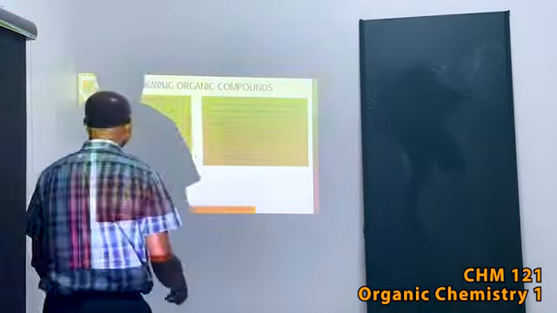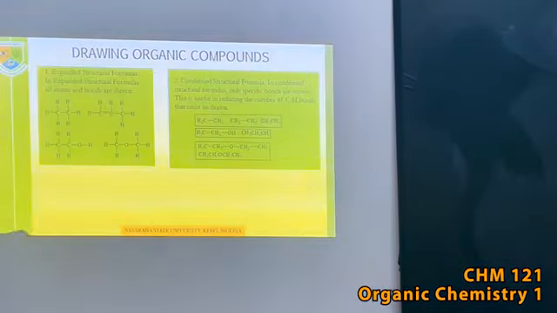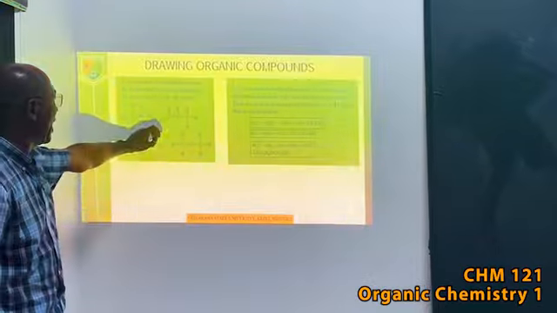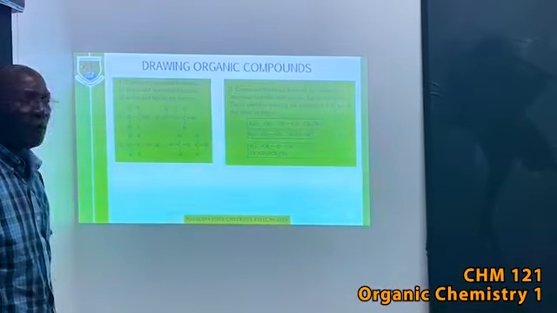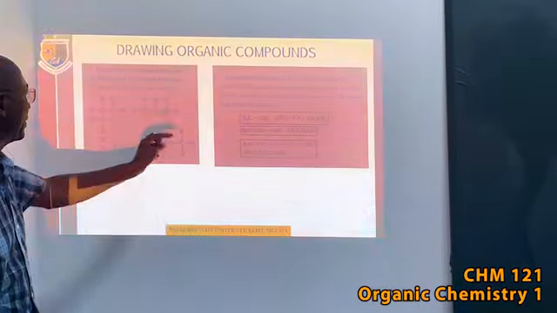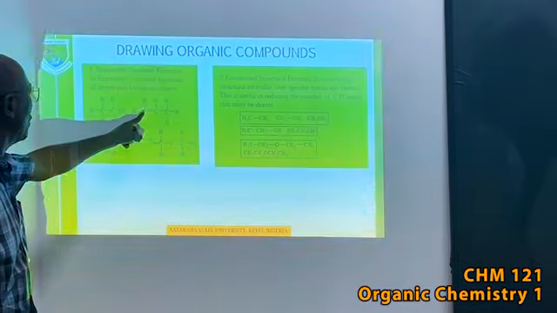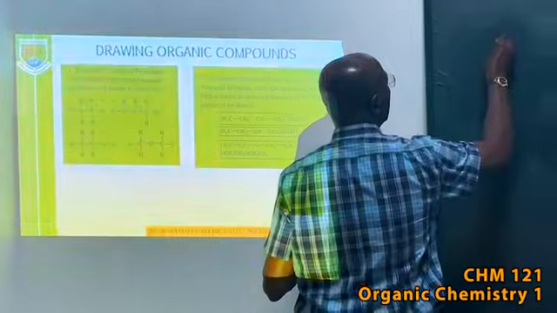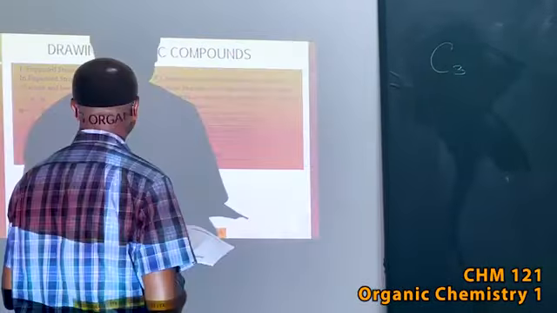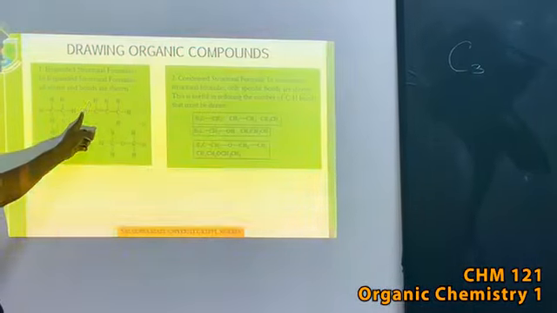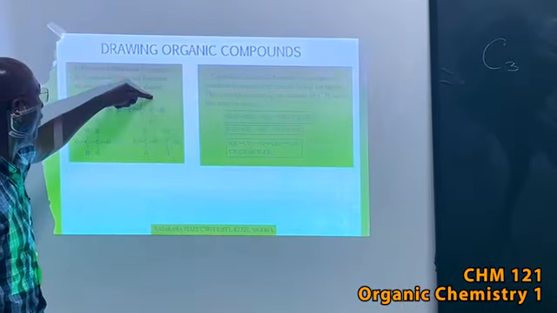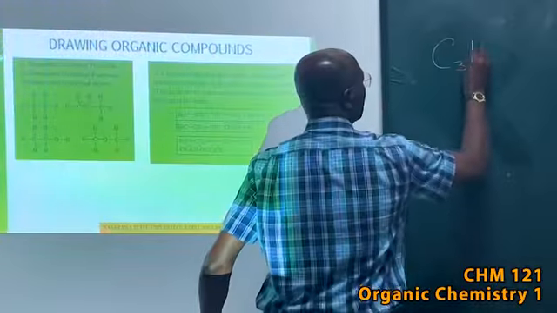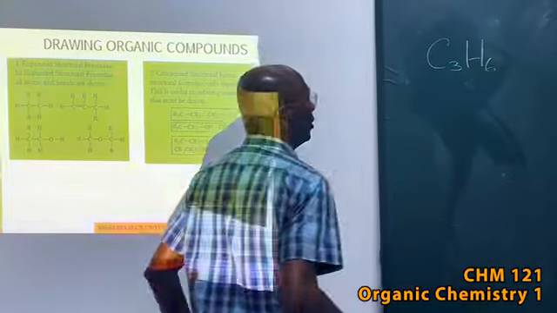So that's C2H6. Here we have a double bond, and that's how we represent it. And this one will be C, 1, 2, 3, C3. How many hydrogens there? We count 1, 2, 3, 4, 5, 6. C3H6. All right?